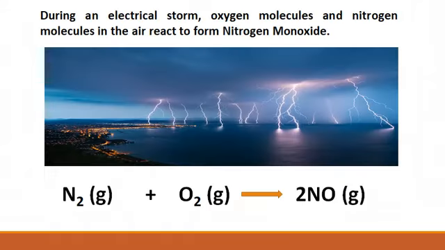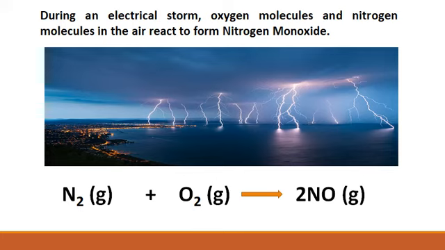Consider this example. During an electrical storm, oxygen molecules and nitrogen molecules in the air react to form nitrogen monoxide. The equation for this reaction is N2 plus O2 will yield 2 moles of NO. Is this a redox reaction? How can you tell? Does the oxidation number of either reacting species change? If so, what is the change?